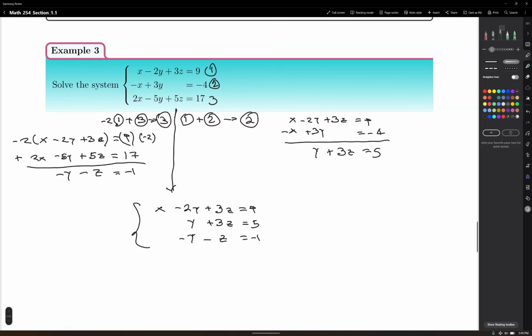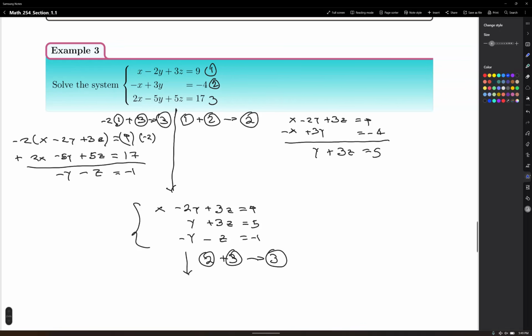Well, let's get rid of this y. Actually, it's fairly easy to do this because all it takes is to add equation 2 with equation 3, the y in the third equation, right? So let me denote that. So 2 plus 3 to obtain a new 3. Actually, I should have used blue over here, because I'm using a different color for the side operations, right?